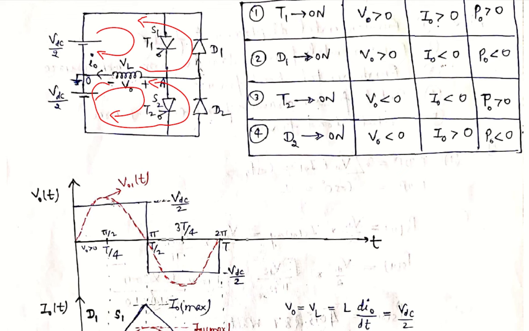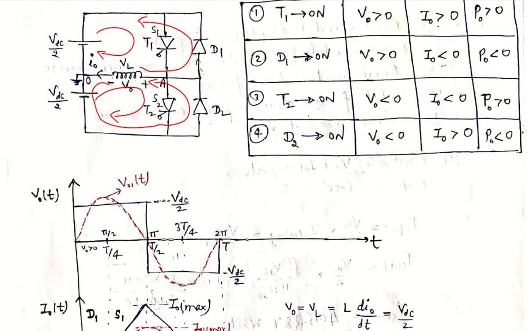And this dashed waveform, which is denoted by the red color pen, V01(t), is the instantaneous waveform of the fundamental voltage. The fundamental instantaneous voltage waveform is sinusoidal in nature, because in Fourier series analysis we will see that it is sinusoidal.